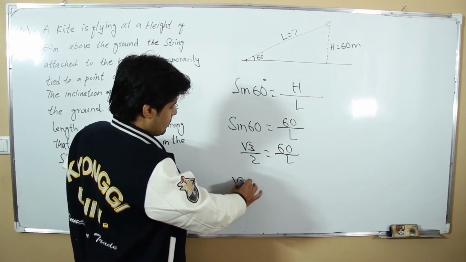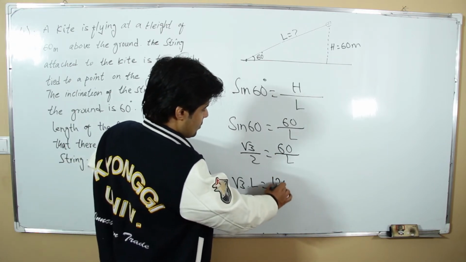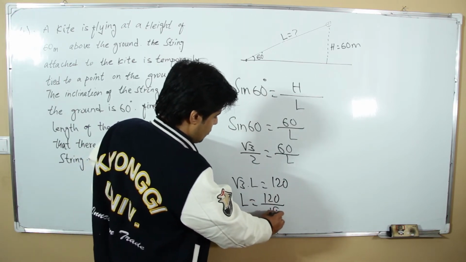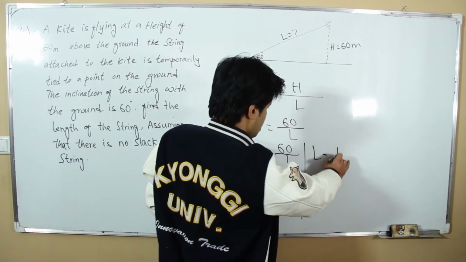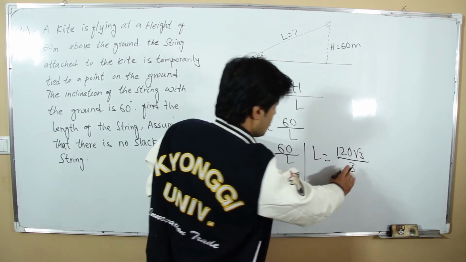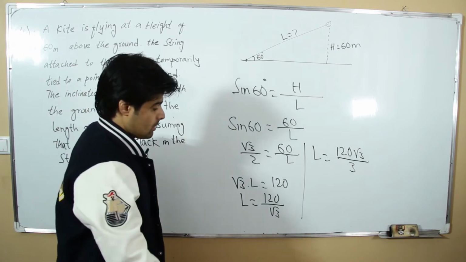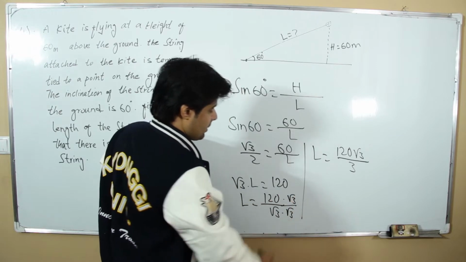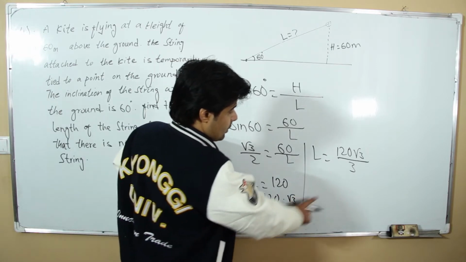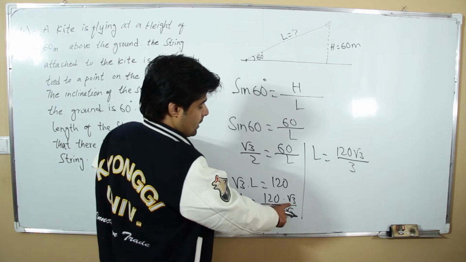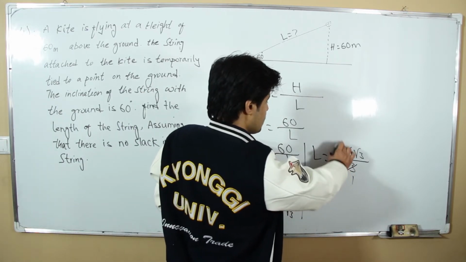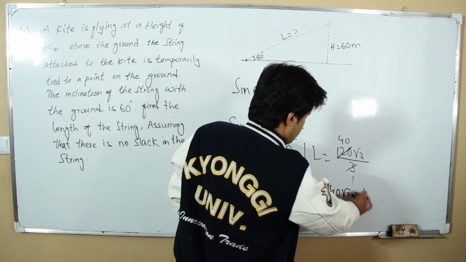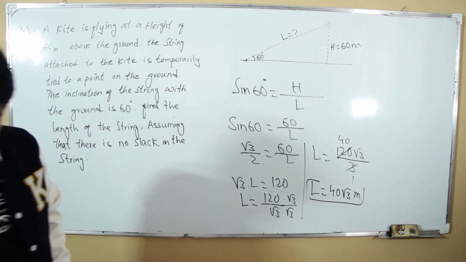Now root 3 times L, 2 times 60, 120. Divide both sides by root 3, 120 divided by root 3. Or we can write 120 root 3 divided by 3. Am I right or not? Yes. How we can write that one? Multiply numerator and denominator by root 3. Root 3 with root 3, this is 3, and 120 root 3. So you will have 40. L is 40 root 3 meter. Write it, please.